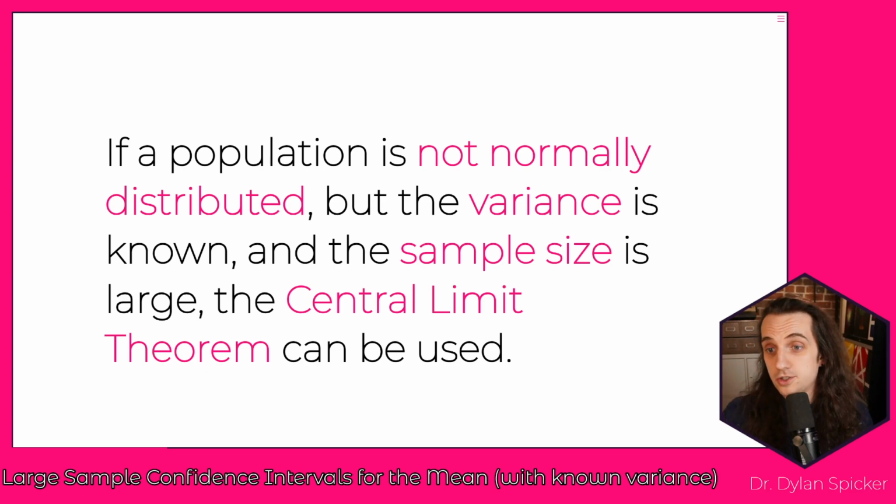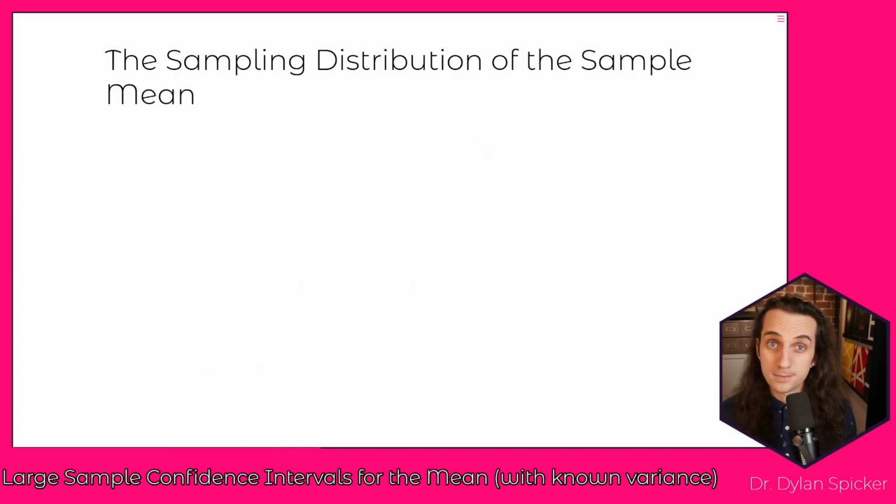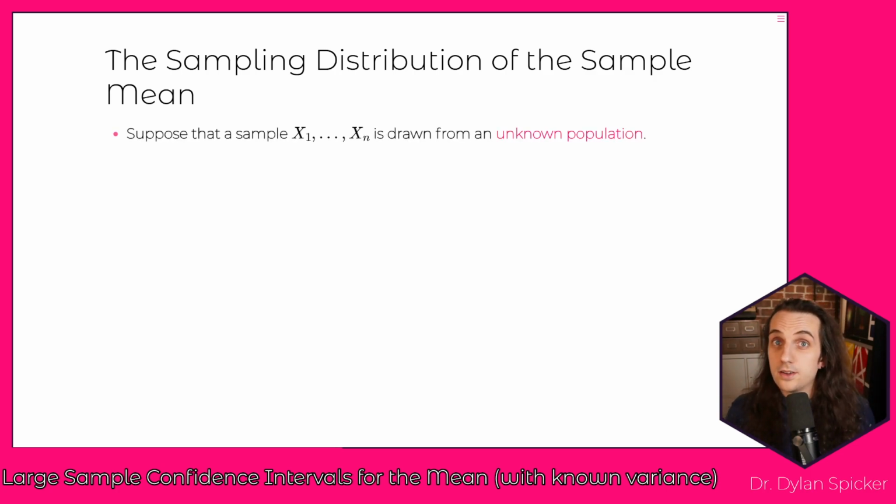So if the population is not normally distributed, but if we're willing to assume that we still know the variance and that the sample size is large enough to invoke the central limit theorem, then we can actually say something about the sampling distribution of the sample mean, or at least about the approximate sampling distribution. So in the setup, we have x1 through xn coming from some unknown population, or maybe we know something about it, but we know that it's non-normal.